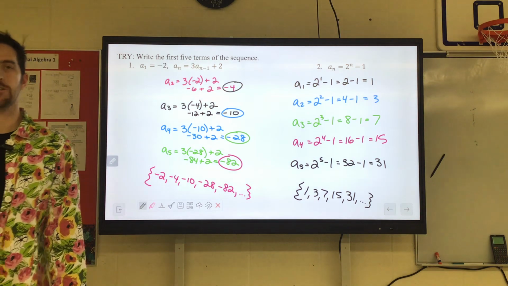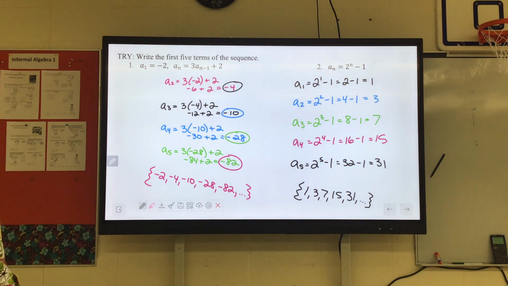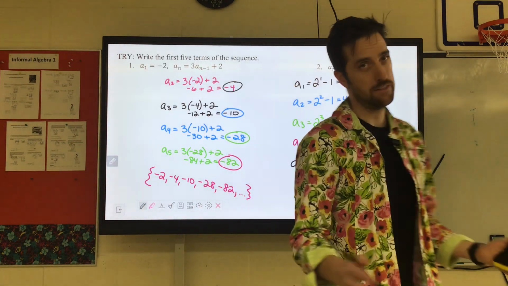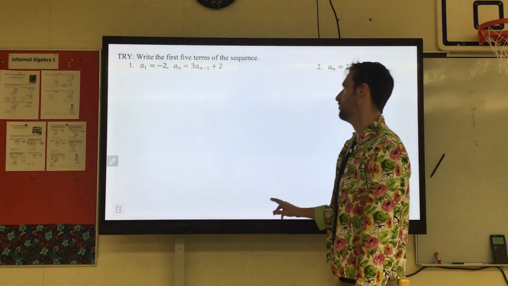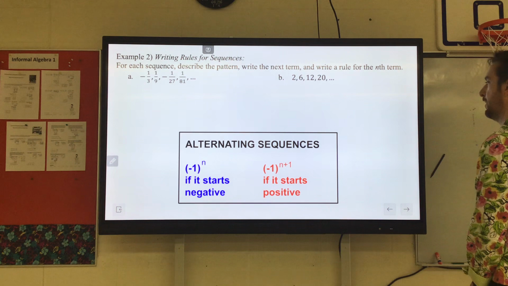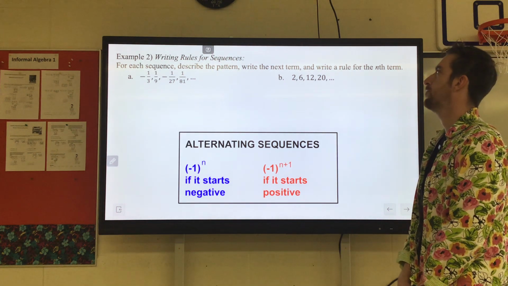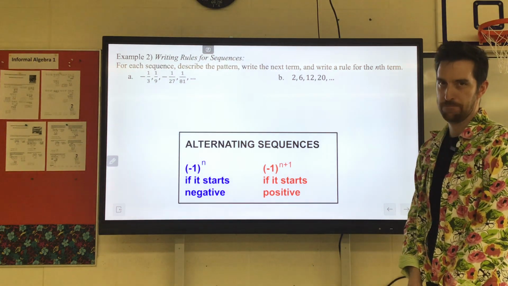So those ones were pretty tricky. But for the first one, I have -4, -10, -28, and -82. Second set, we have 1, 3, 7, 15, 31, and they do go beyond this, but they only asked us to find the first 5. So let's see, I think we're on the back side of the notes here. All right. For each sequence, describe the pattern, write the next term, and write a rule for the nth term.